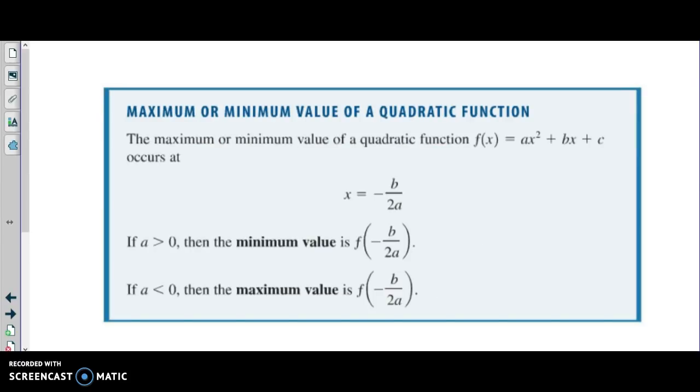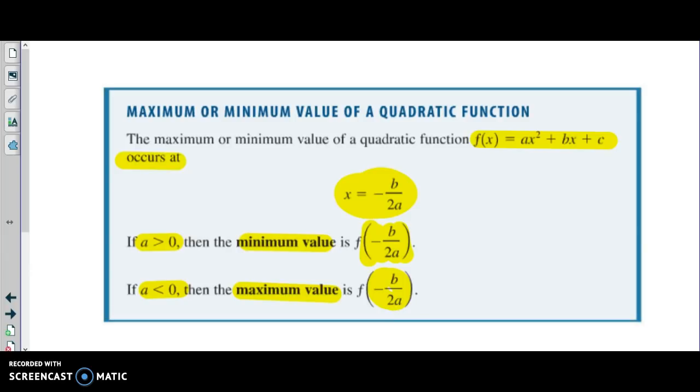The maximum or minimum value of a quadratic function, if we're using it as ax squared plus bx plus c, occurs at x equals negative b over 2a. If a is greater than 0, then it has a minimum value, where the function of whatever that is gives you your y value, which is your minimum. If a is less than 0, then it has a maximum value, where you take x equals negative b over 2a and plug it in for your function, and that gives you your maximum value. This is if you were to use the form of a quadratic function.